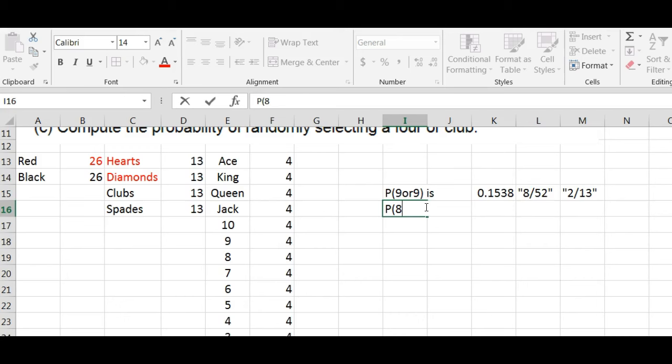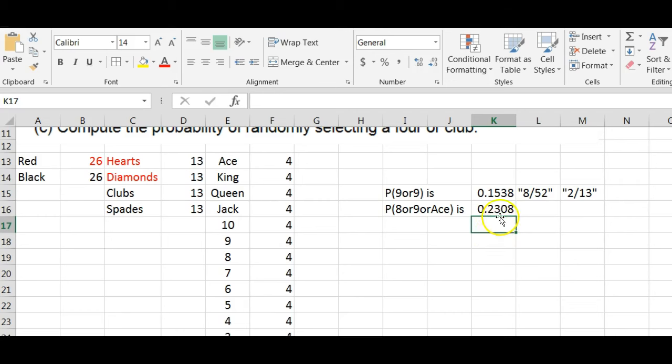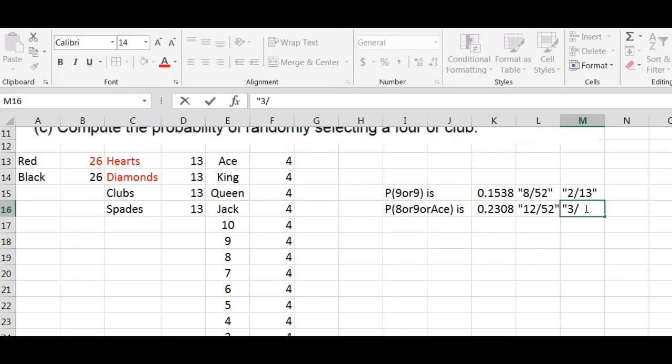The probability of an 8 or 9 or ace is equal to the 4/8, let's put a parenthesis in there, plus the 4/9 plus the 4/ace, divided by the total number of cards, which is 52. That's 0.2308 in decimal form, but in fractional form, not simplified, it would be 12/52. If I simplify that, 4 goes into 12 three times, and 4 goes into 52 thirteen times, so 3/13.